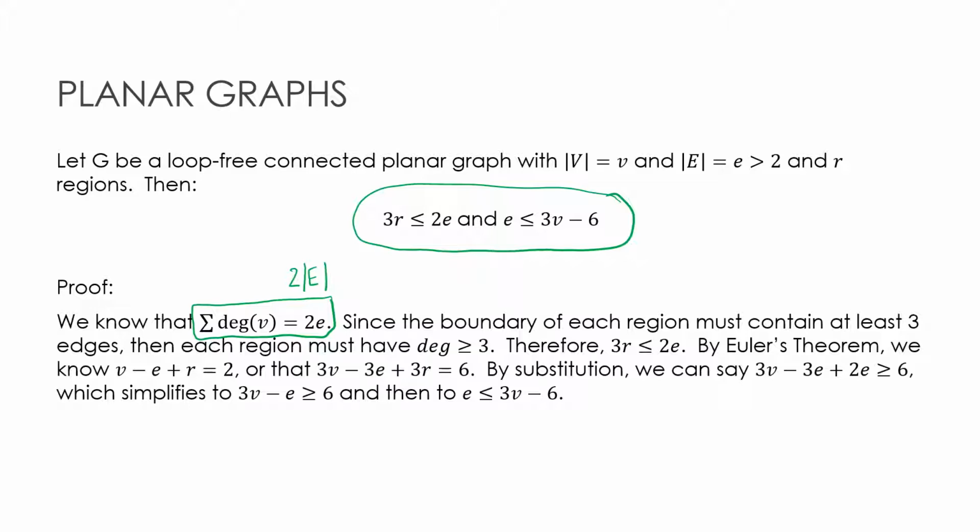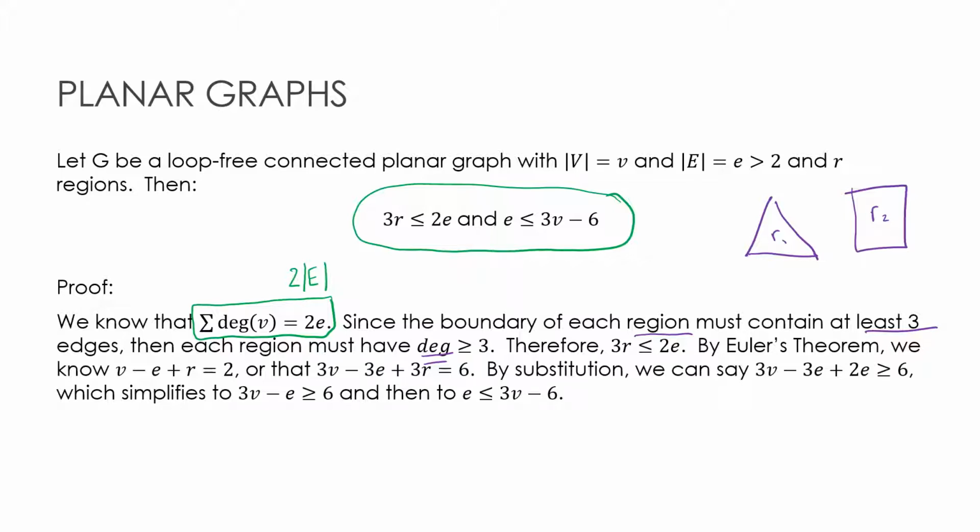Then we talked about regions, and we said each region, and again, region came from some enclosed space or the exterior of our figure. We know that each region must have at least 3 edges. So here's an example of a region with 3 edges. Obviously I could have more than that. This would be a region that has 4 edges, but it's at least 3. So we know that each region must have a degree of greater than or equal to 3.